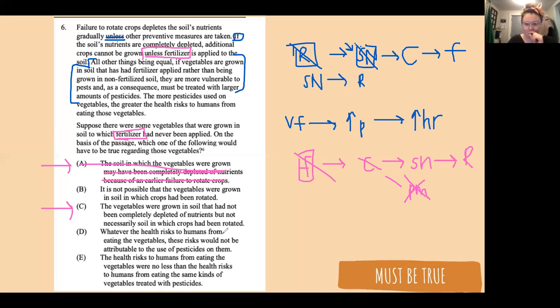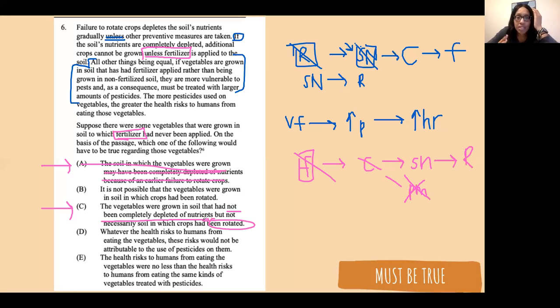Janati? I chose that one because whenever I was putting it out, I was like, okay, well, it could have had preventative measures as the other option rather than just being rotated. And I was like, hey, well, this is also not a strong answer choice. It's like mild, so I chose that one over A. Yes, because it says that they had not been completely depleted of nutrients, but not necessarily. So it didn't have to be in crops that were rotated, which is true.